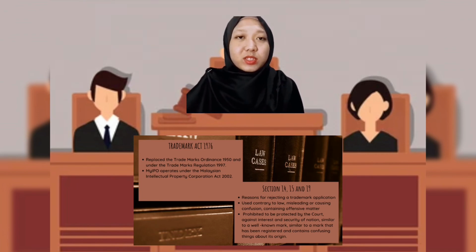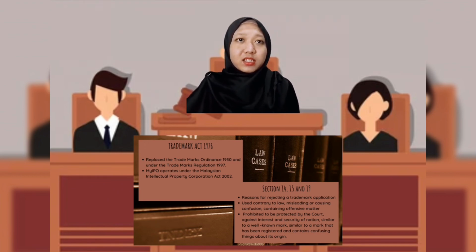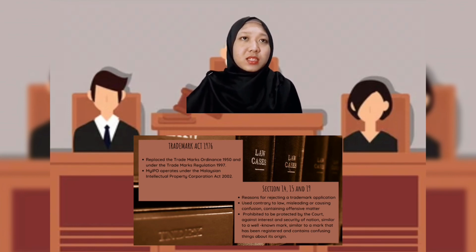Okay, next we go to the several sections under the Trademark Enactment 1976. Okay, sections 14, 15 and 19 are for rejection of a trademark application. It is used contrary to law, misleading or causing confusion, containing offensive matter, and prohibited from being protected by the court, against the interest and security of the nation, similar to a well-known mark, similar to a mark that has been registered, and containing confusing things about its origin.